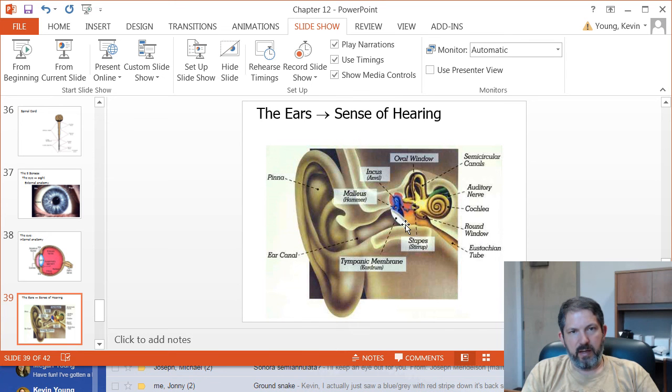So they are attached to the tympanic membrane on one side and to a little teeny membrane called the oval window on the other side, and as the vibrations get transmitted, it amplifies the signal about 20 times. So your sense of hearing is actually your most sensitive sense.